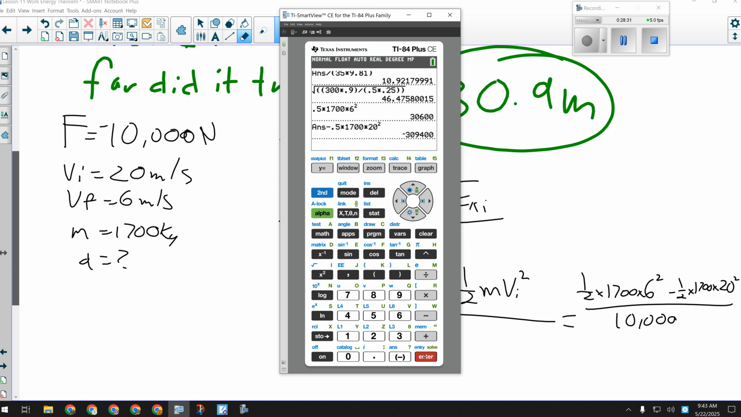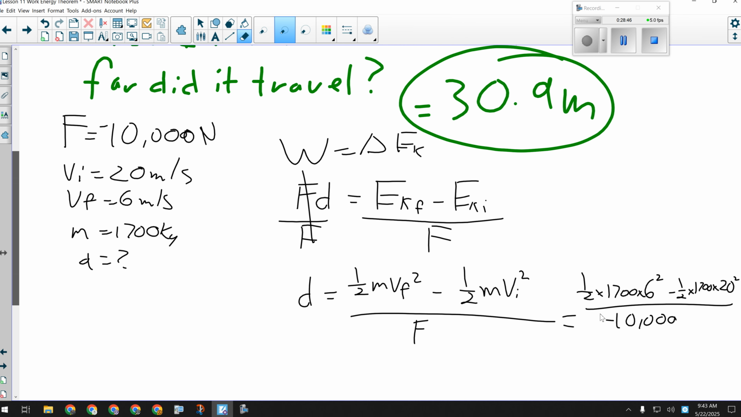All right, there's where our negative number comes in, right? Because obviously we have less energy at the end than we had at the beginning. So now I'm going to take that and divide by that negative 10,000 newtons.